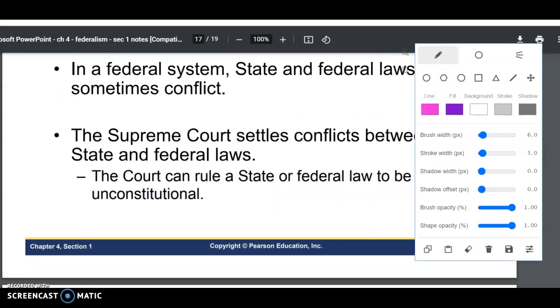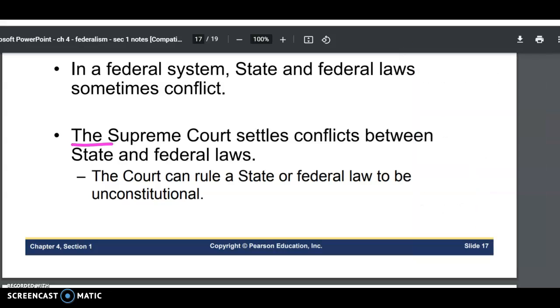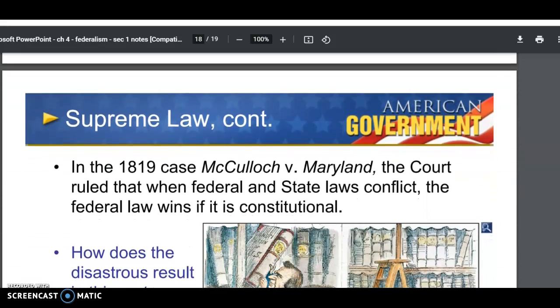The way to settle that is through the Supreme Court. The Supreme Court settles conflicts between state and federal laws. The court can rule that a state or federal law is unconstitutional. If it does that, then either the federal side wins or the state side wins, depending on what the lawsuit is that's brought to the Supreme Court.